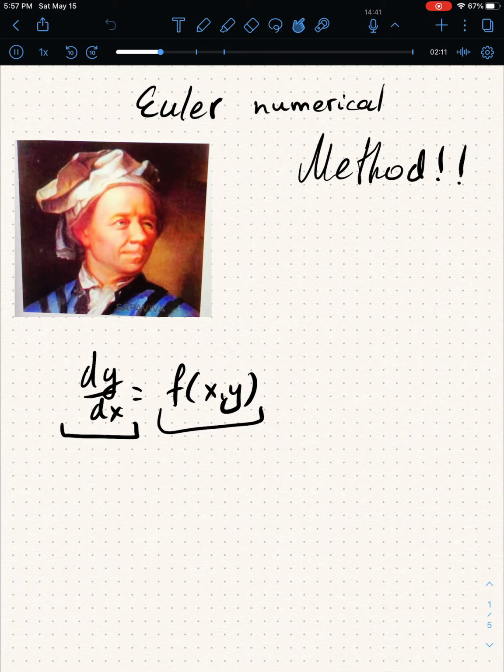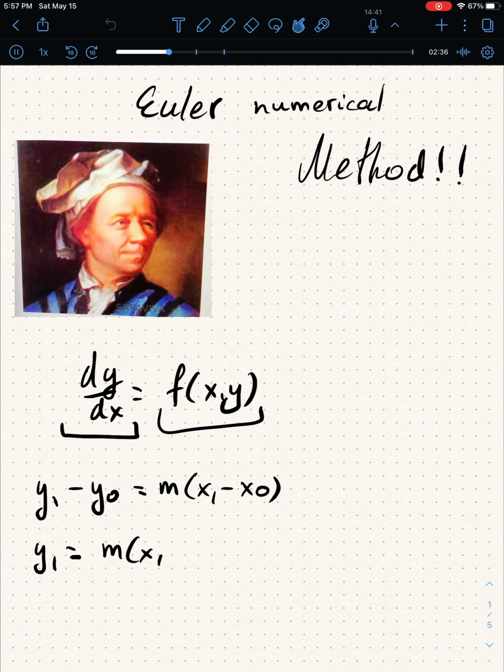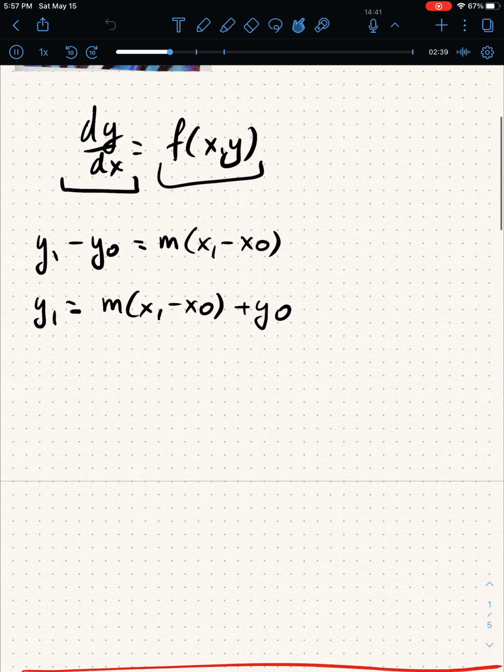Now, remember the formula of a slope line, y equals mx plus b, or in other words, just y1 minus y naught equal to m times (x1 minus x naught). Now, if you solve for y1, you get m times (x1 minus x naught) plus y naught. The old y equals mx plus b. Now, from here, you can notice that m here stands for slope.